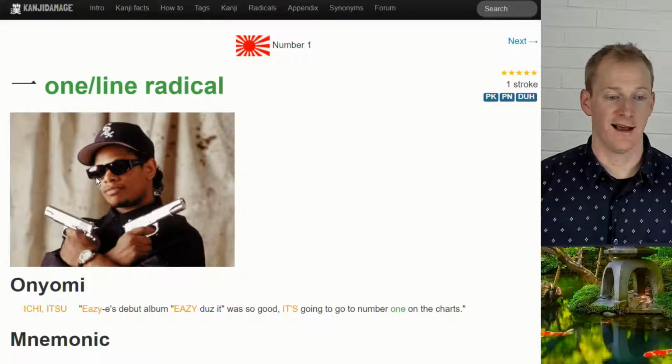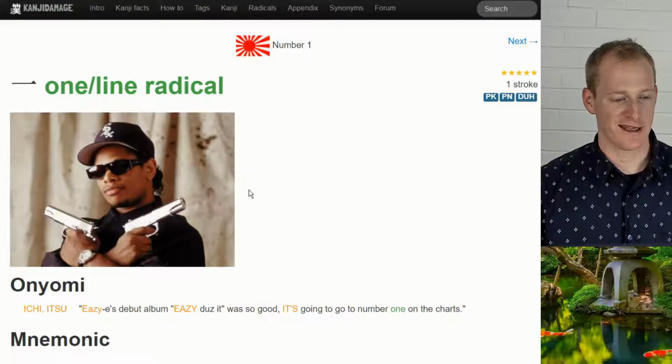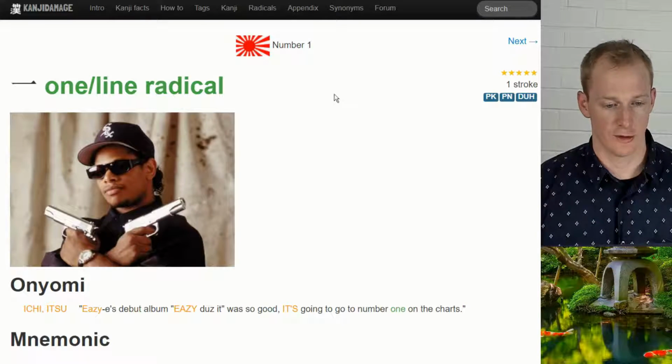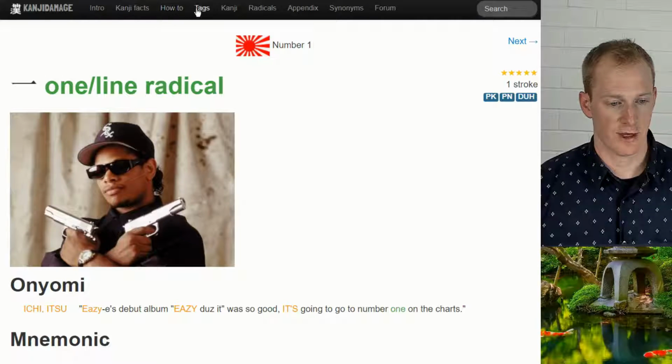So let's get started. It took us a while to get here, but let's actually look at how to do it. So, you can get here just by clicking on Kanji.